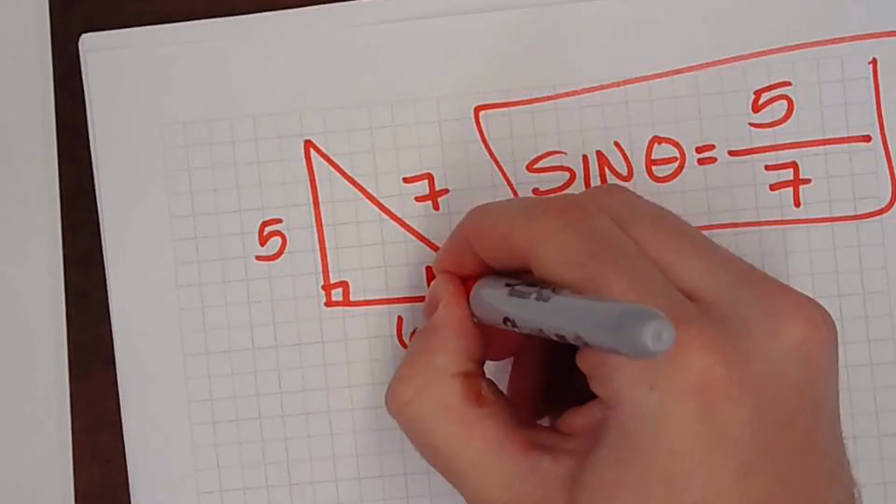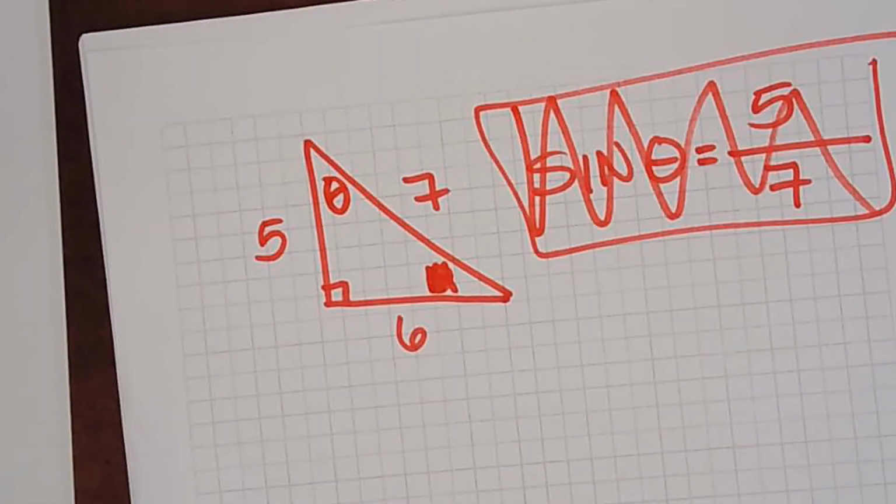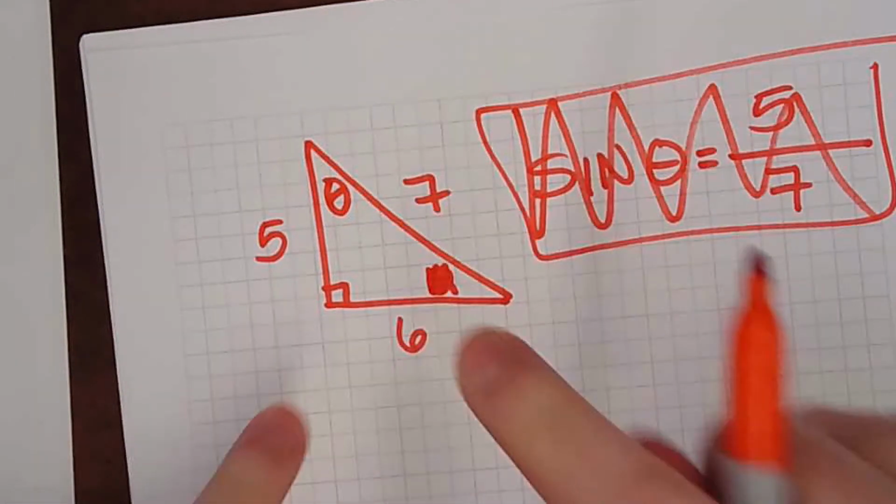Now what if I said, oh, no. I'm sorry. I made a mistake. What if I said that's theta? Then it's 6 over 7. Then it's 6 over 7 because now that's the opposite side. Nice job, Gabe. Nice job.